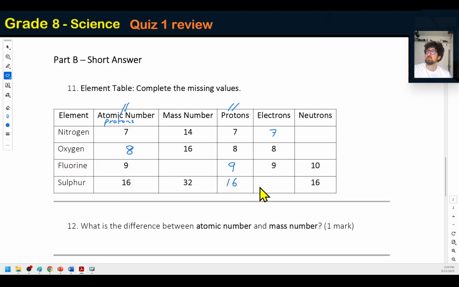And if we have 16 protons, then we have 16 electrons. So that's really easy now. Okay, so what about the mass number? What is the mass number?